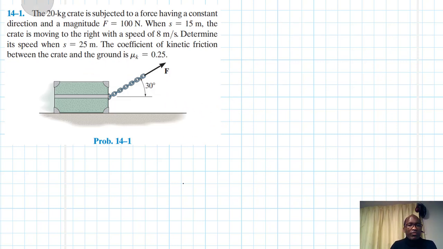We have been told that when s is equal to 15 meters, the crate is moving to the right with a speed of 8 meters per second, and we're being asked to determine the speed when s is equal to 25 meters.